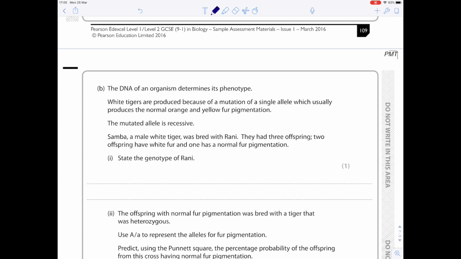We know that Samba is a white tiger. So let's pick a couple of letters to act as alleles. So let's say big A, small a. We know that white coats are the mutated allele and that is recessive. So to have a white coat, the tiger must have this genotype. If they have capital A, capital A, or capital A, small a, then they'll be normal, so have the orange fur. Now, the fact that Samba is a male white tiger means that he has this genotype. He's bred with Rani and they have 3 offspring, 2 with white fur and 1 with normal fur pigmentation.